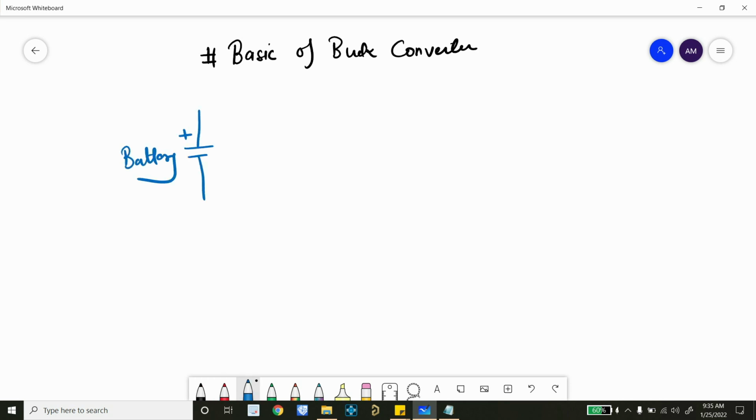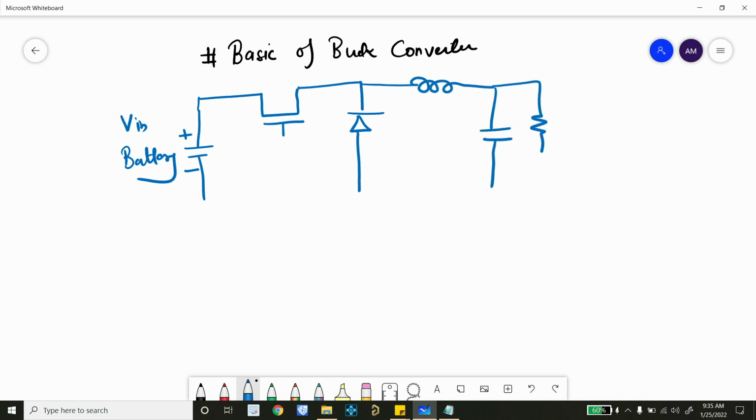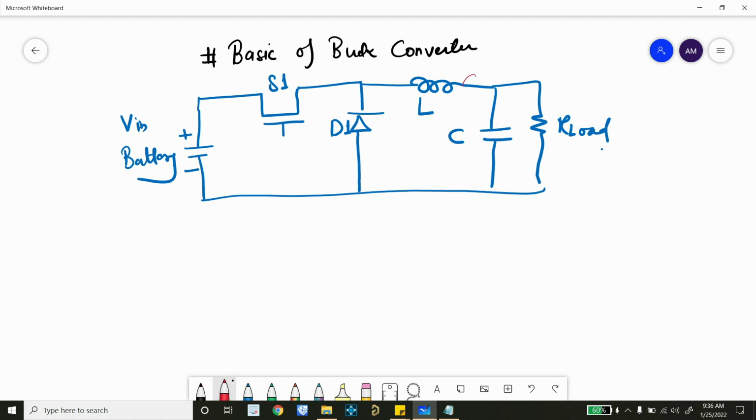We'll start with the basics of buck converter. We have already seen a basic circuit of buck converter, which consists of a battery, which will be V in our case. Then we'll connect a switch to the battery. In our case we're going to use a MOSFET in place of the switch. Then we'll connect a diode, let's name it D1. After that we'll connect an inductor, capacitor and load resistor. So this is the basic circuit of a buck converter.